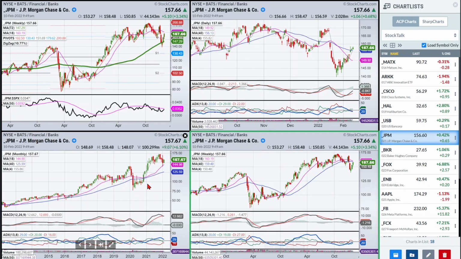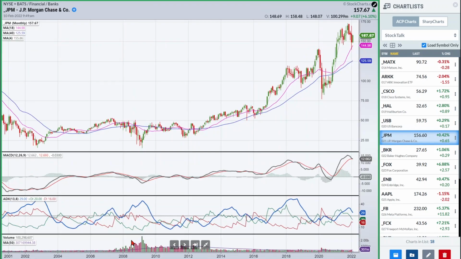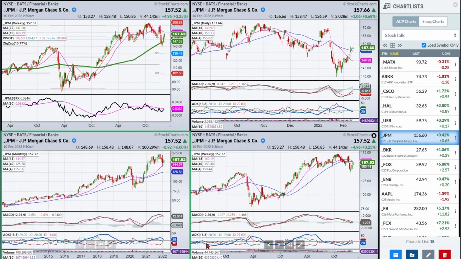JPMorgan bounced off the 18-month line. So we had a nice breakout and there was a lot of support under 150, and it came down and basically clicked back down to where price support was and the rising 18-month line. So overall, this is still okay. The problem I've got with this in the short term is the harsh selling that took place created a little red DI, and I think we're just going to form a channel in the near term.